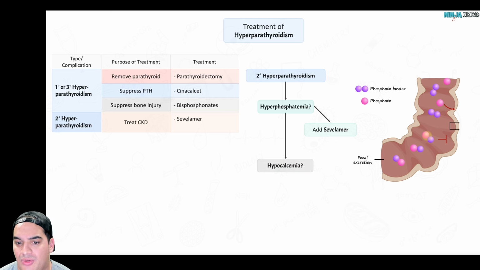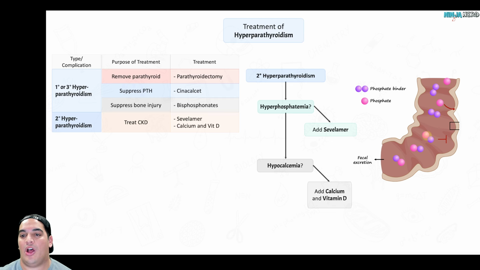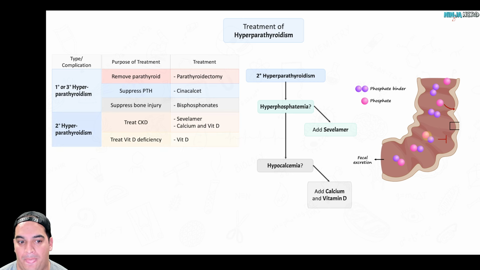The other concept is, do they have hypocalcemia? If they have hypocalcemia, that's the driving factor. That's why they keep telling the parathyroid to make more PTH. Give them calcium, give them vitamin D, because these things will help to increase the calcium and suppress the PTH production.